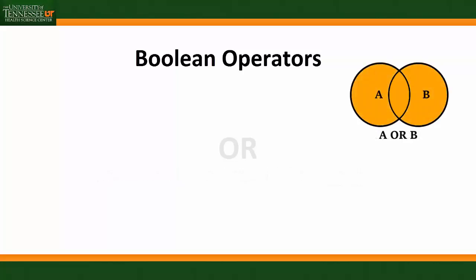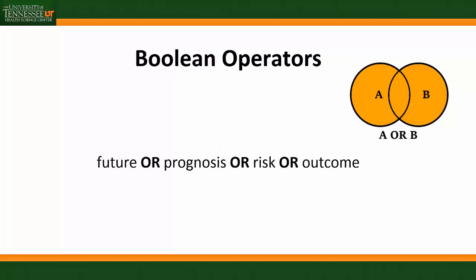Or. Use or to broaden your search. It's often used with synonyms. For example, future, or prognosis, or risk, or outcome. All of these similar terms describe future complications, and we want to gather articles which contain any of these.